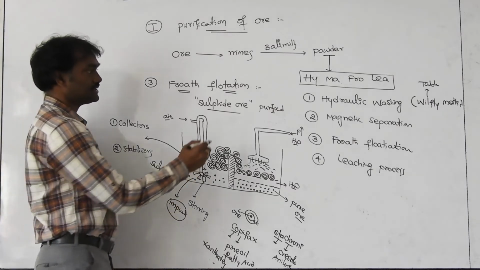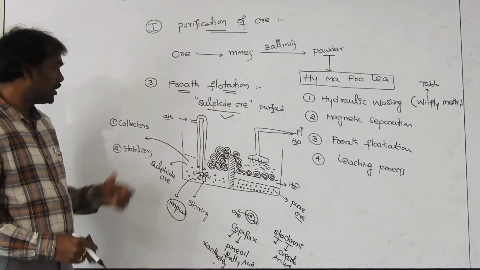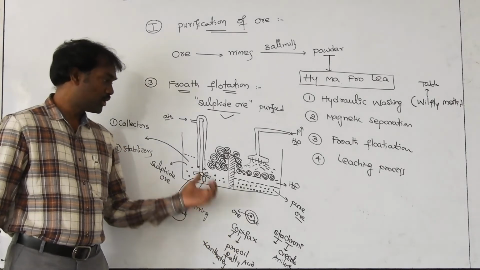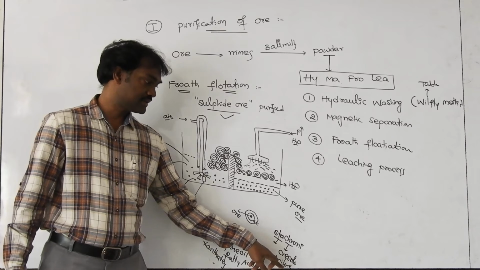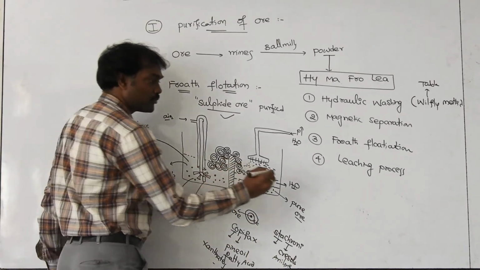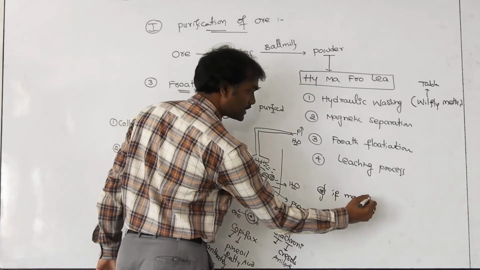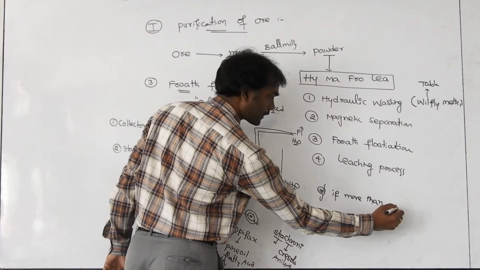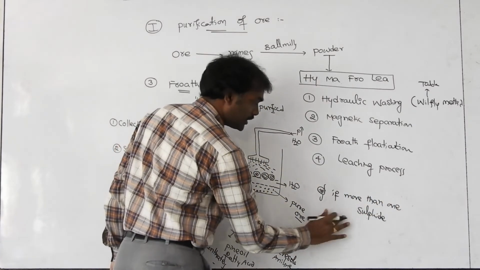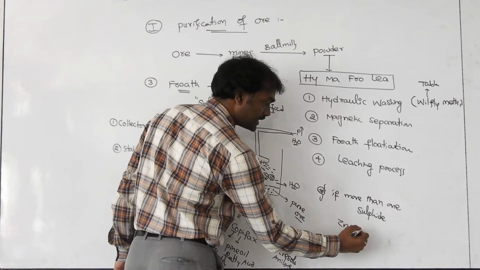What we are separating here is the sulfide ore. First point, who is a collector? Pine oil, fatty acids, xanthates. Who are stabilizers? Cresols, anilines. These are the entrance points. Next, if more than one sulfide is present, suppose zinc sulfide is there and lead sulfide is there.